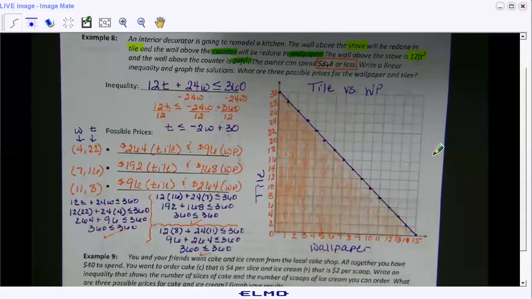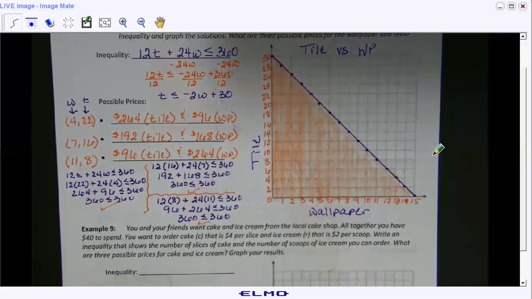Okay, and this would be your third possible price for tile and wallpaper. Any questions from anyone? It was a lot of work, I understand. Just be prepared for that on your homework. There are 2 problems like this.